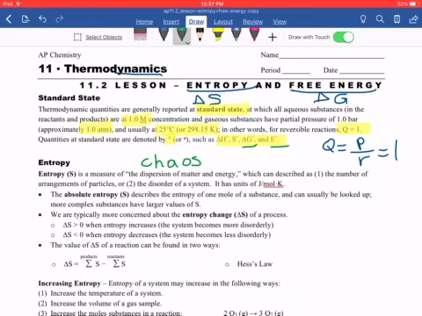So you can describe entropy as the number of arrangements of particles. So we can increase the particles, we can increase the complexity of the arrangement of particles, and it's also the disorder of a system.